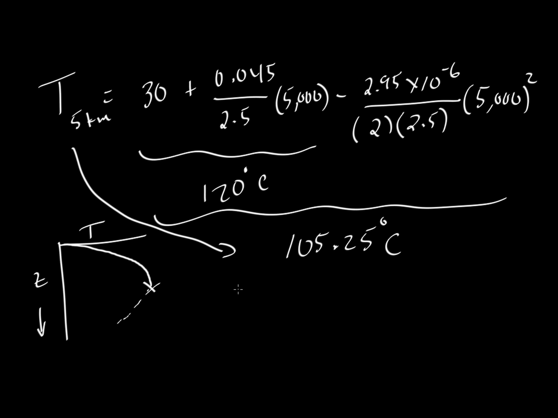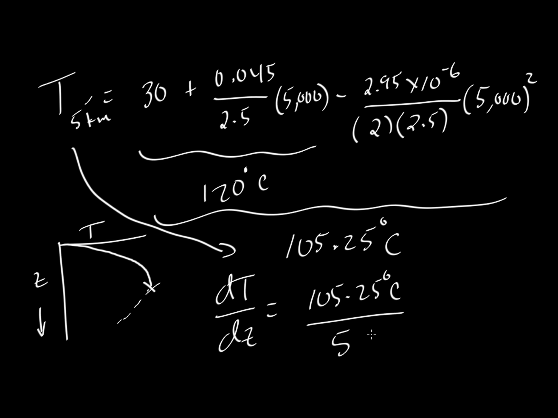We can also calculate an average geothermal gradient. So the average geothermal gradient, at least for the top 5 kilometers, the way we've calculated it here, would be dT/dz. We could take the temperature at a depth of 5 kilometers, divide it by 5 kilometers, and we'd get an average geothermal gradient of 21 degrees centigrade per kilometer. And sometimes it's useful to take that curve and approximate it as a straight line.